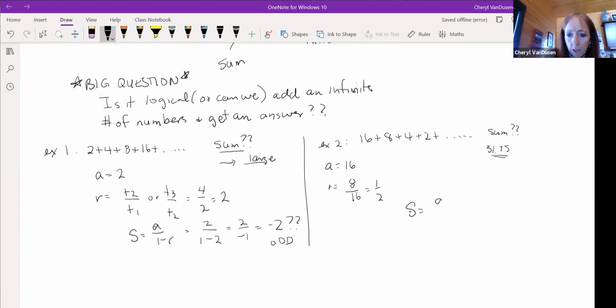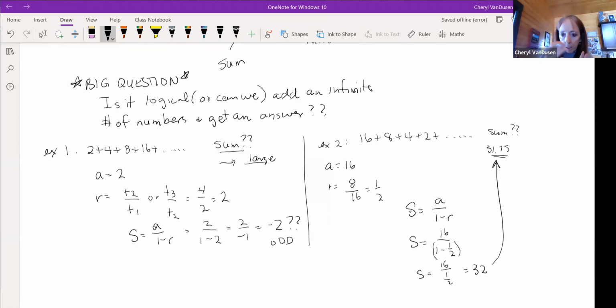S equals A over 1 minus R. So we get S equals 16 over 1 minus a half. Grab your calculator out, and just be careful you're doing this in your calculator. The 1 minus a half has to be in brackets, or you do the math on your own to get 16 over a half. And you get the sum here to be 32, which, if we look back at what we had done by extending the series and doing it in our calculator, was pretty close to the answer that we were getting to. So example 2 looks like it's kind of logical.